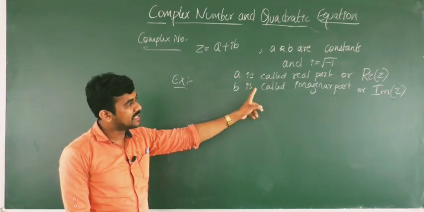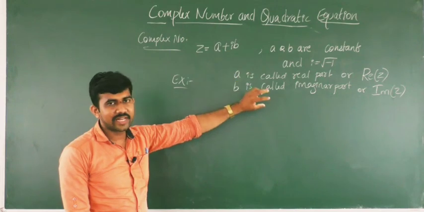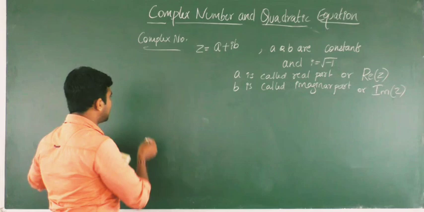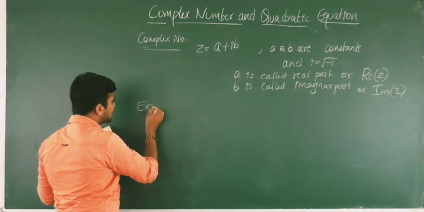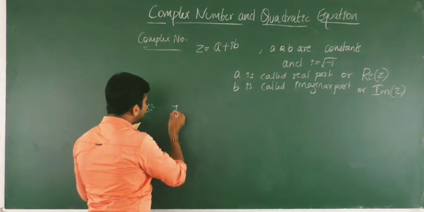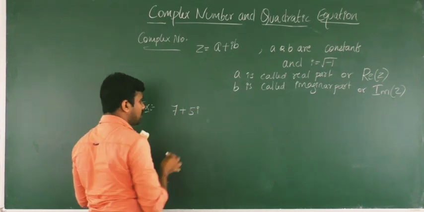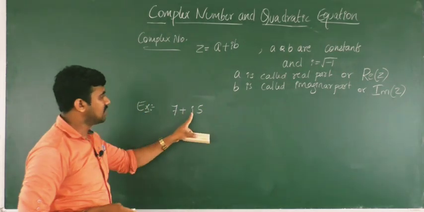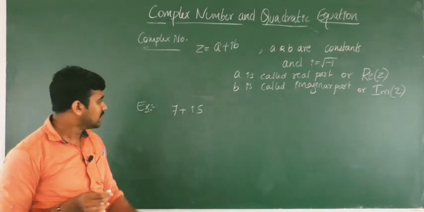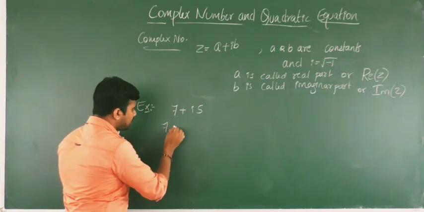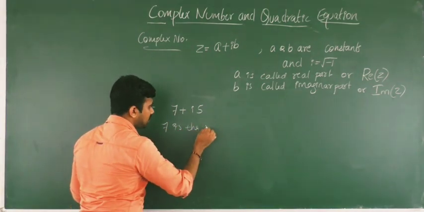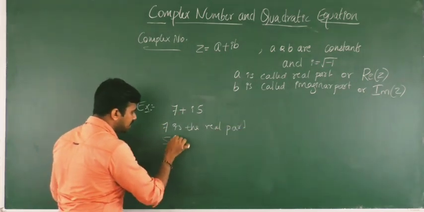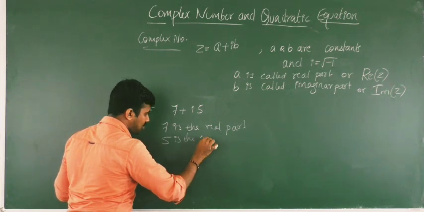B is called the imaginary part of the complex number, and we can write Im of z. Now if I consider any complex number, like 7 plus 5i, or 7 plus i into 5, we can also write it in this form, a plus ib. Here you can observe 7 is the real part of this complex number, and 5 is the imaginary part of this complex number.